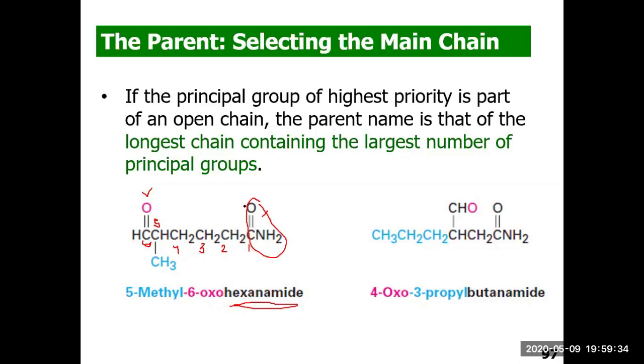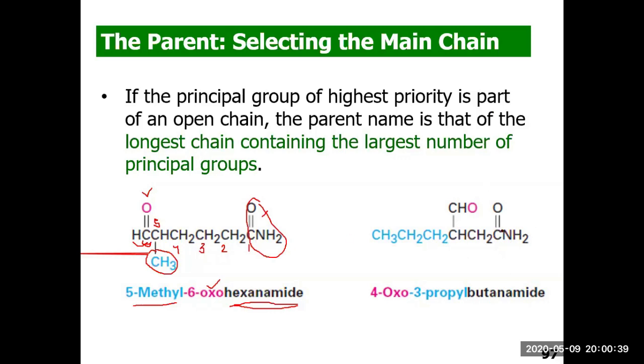Now, if this is the principal group, then the numbering should start at this carbon atom. So at the 5th carbon, we have a substituent, which is a methyl group. And at the 6th carbon, we have an aldehyde. Now, for aldehydes and ketones, the prefix that we use is oxo. So in this case, the molecule's name will be 5-methyl-6-oxohexanamide.